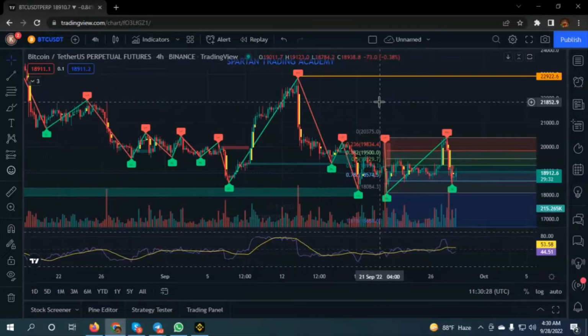I am not a financial advisor or an astrologist, so I can't give you any guarantee. This is only my trading point of view.